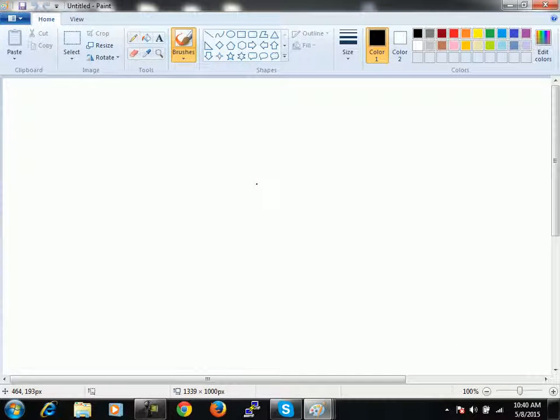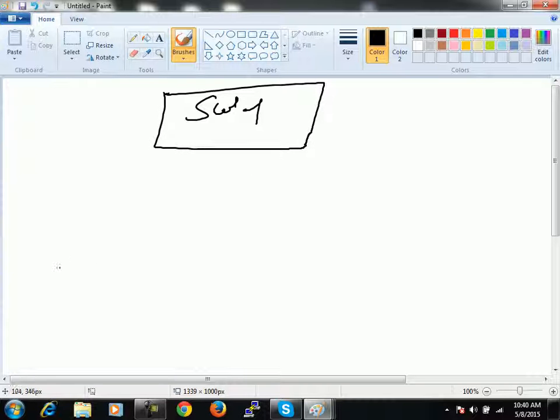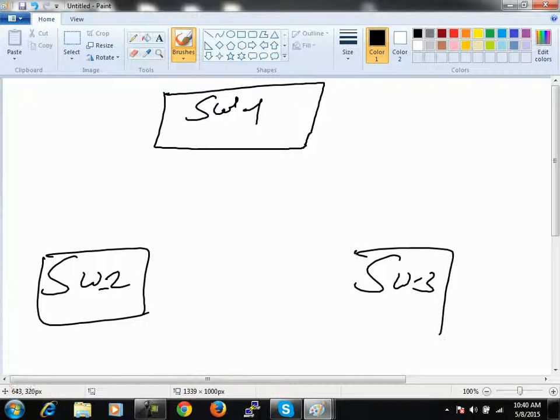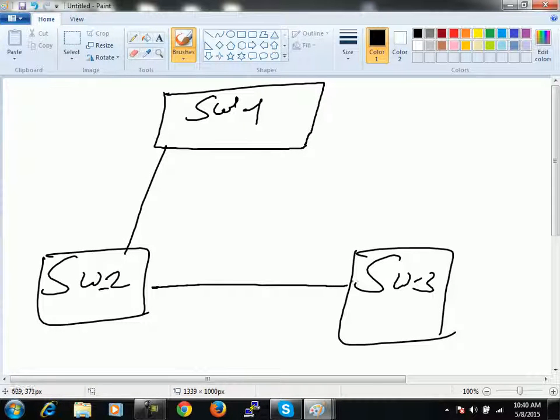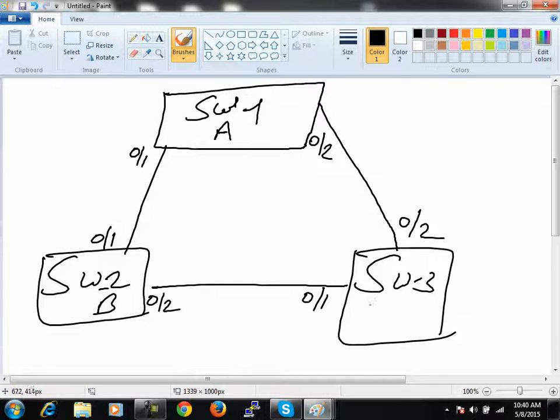Let's take another example of the STP process. Let's say this is switch 1 here. This is switch 2. This is switch 3. Fine. Let's say this is 0/1. Which switch will be elected as the root bridge?